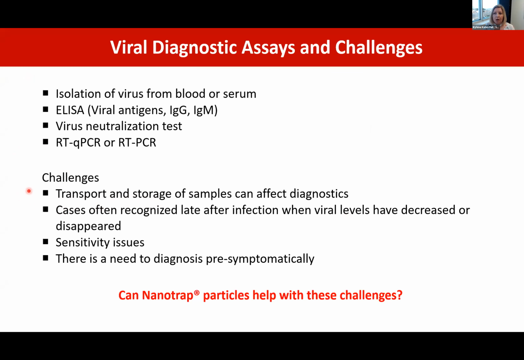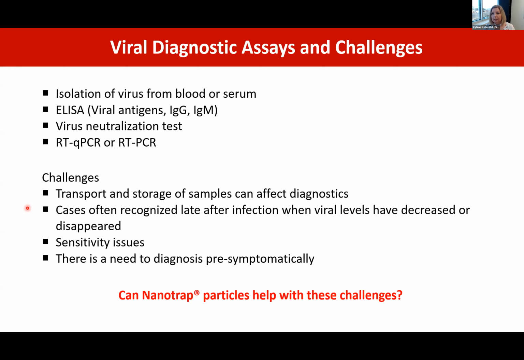So if the sample is not kept, or the cold chain is not kept, then you can have degradation of your analytes. We also know that cases are often recognized late after infection, and in case of many viral infections, especially acute infections, they may have decreased viral levels or detection of the virus is no longer possible. And all of these assays have their own sensitivity issues. We're also very interested in trying to diagnose somebody pre-symptomatically. So can you tell what pathogen they have before they even come down with symptoms?